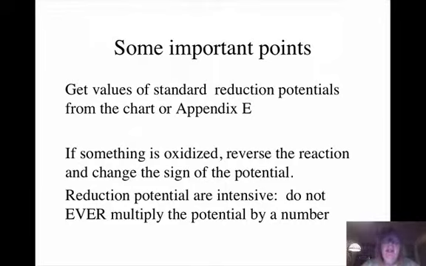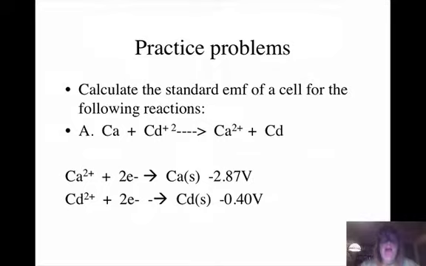Then the other thing we need to remember, and this is something that we really haven't seen much before, the reduction potentials are an intensive property. That means it doesn't matter on how much. You do not ever multiply the potential by a number. You can change the sign if you flip the equation and make it an oxidation, but let's say that you needed to equalize your electrons and you multiplied an equation by 3, the number stays the same. Okay. All right, now let's do some practice problems.